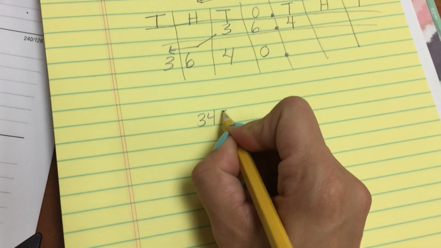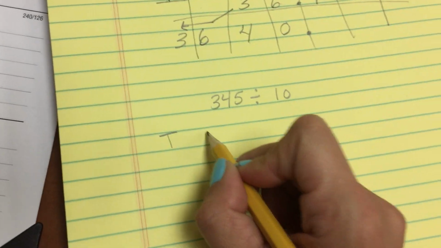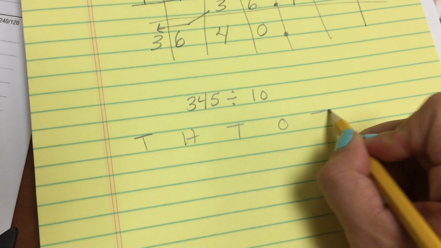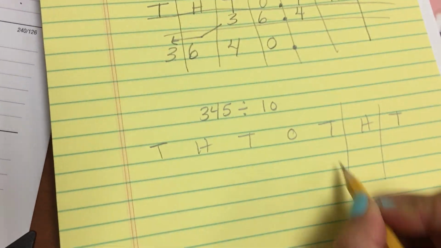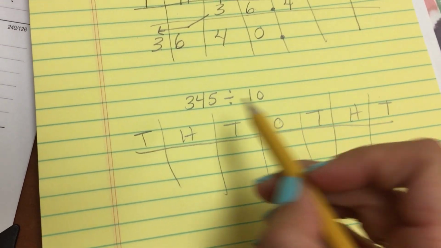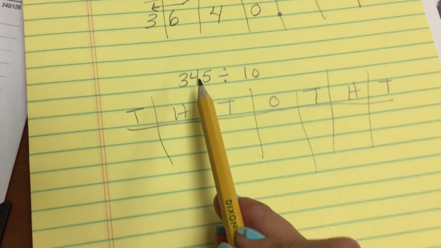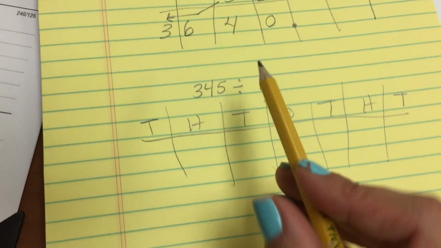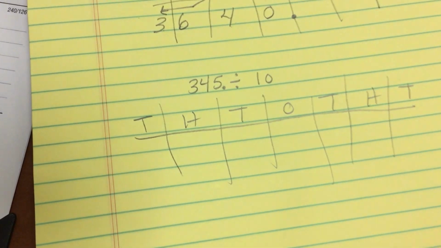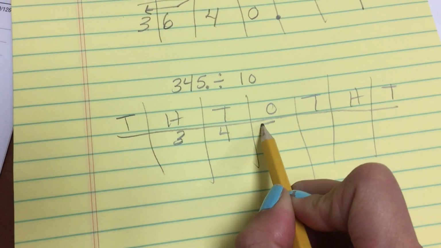If we had 345 divided by 10, we're going to do our place value chart. Okay, and we're going to plug in our number. This does not have a decimal there, and so I've told students when you don't see a decimal, it always goes behind the last digit. So we're going to plug our number into our place value chart.